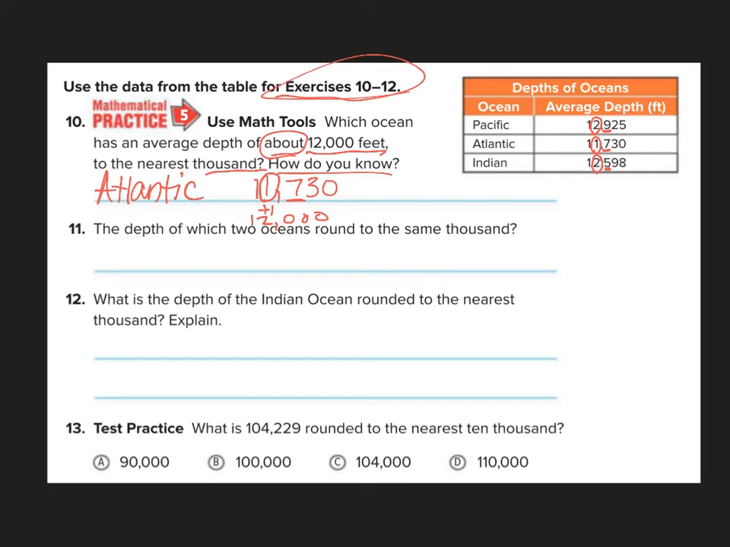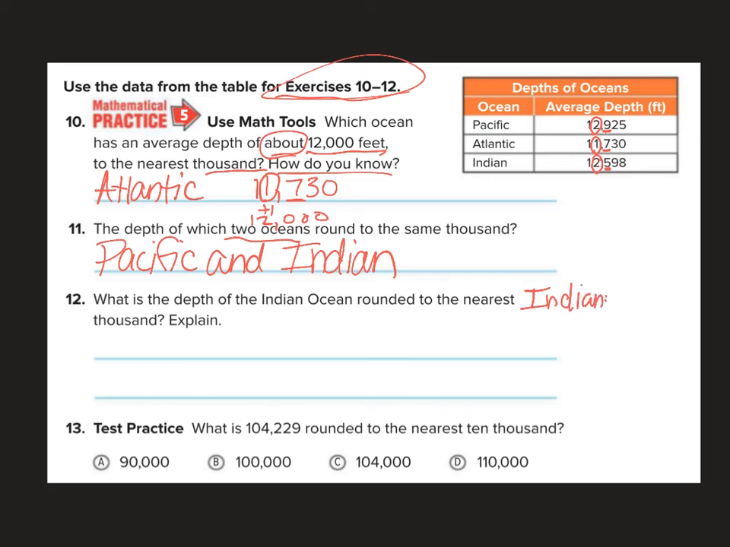The depth of which 2 oceans round to the same 1,000? Oh, we already kind of did that on the last one. It's the Pacific and the Indian, right? The Pacific and the Indian Ocean. Okay, and it doesn't say how do you know, but let's see, what is the depth of the Indian Ocean rounded to the nearest 1,000? So let's just do it here between the 2, and then we can use it as work for both.